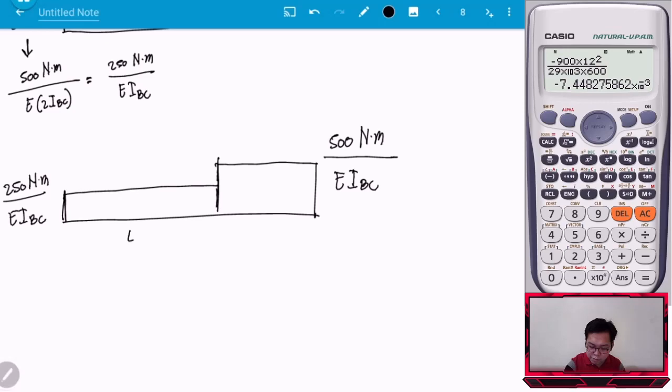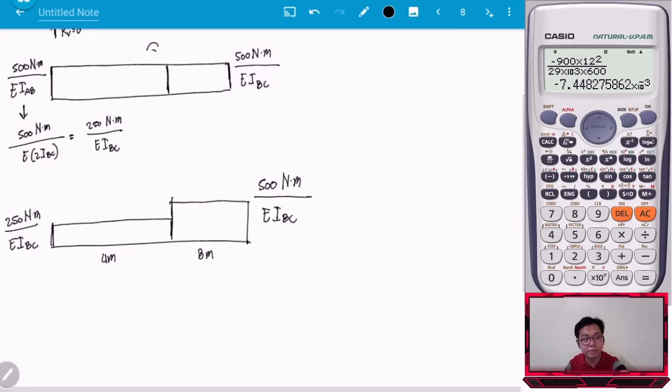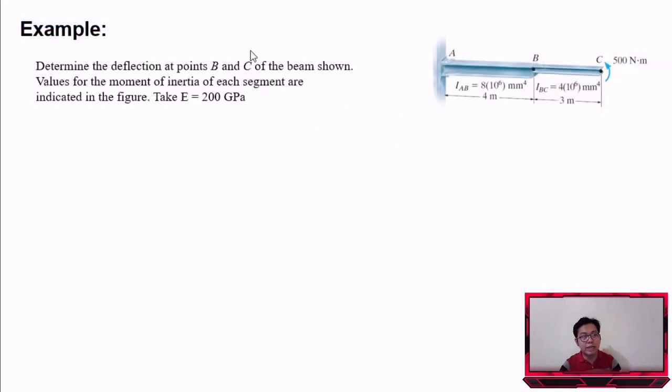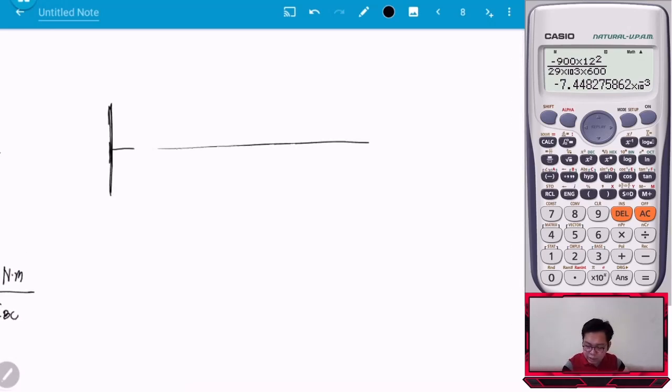So, this is now 4 meters, no? And then this is 3 meters. Okay? So, balik tayo sa tanong. Ano yung tanong dito? Now, ang tanong guys is, the deflections at point B and C. Okay? So, again, draw ko na naman yung elastic curve. Balik ako dito. So, I'll try to draw the elastic curve guys. I-exage ko na lang ha, para mas maganda tingnan.